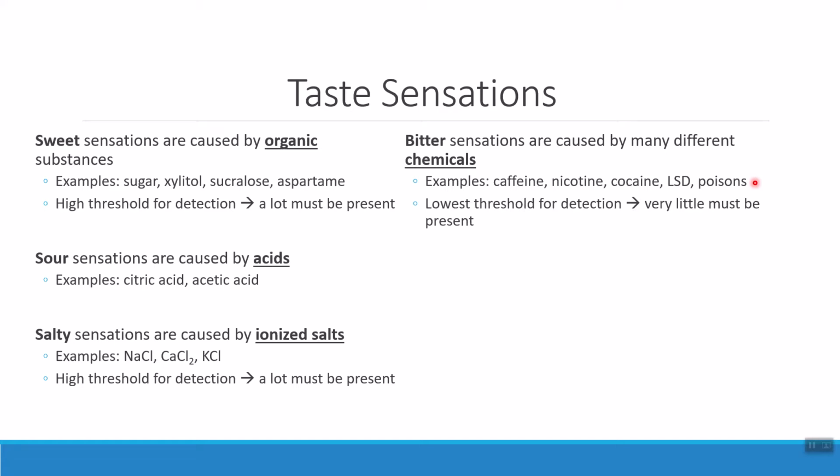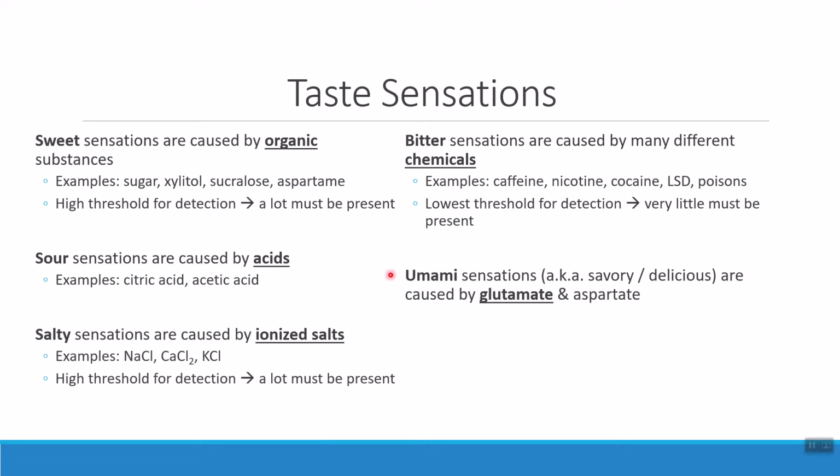See, we have a very, very low threshold for detecting bitter things, meaning we don't need very much present for us to detect it. This is an evolutionary adaptation for us. If something has poison in it, we don't want to have a whole lot of poison before we taste it. That could be deadly. So we can detect bitter very well. We have a low threshold for detecting bitter tastings. We can detect those very easily.